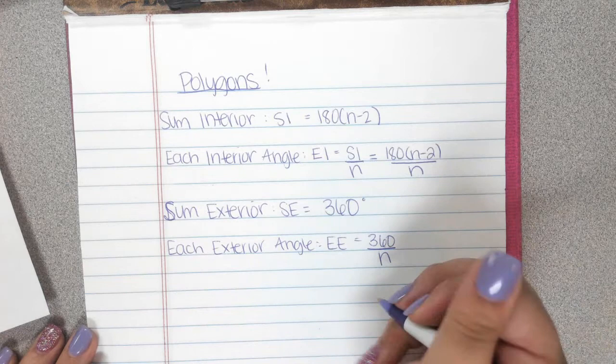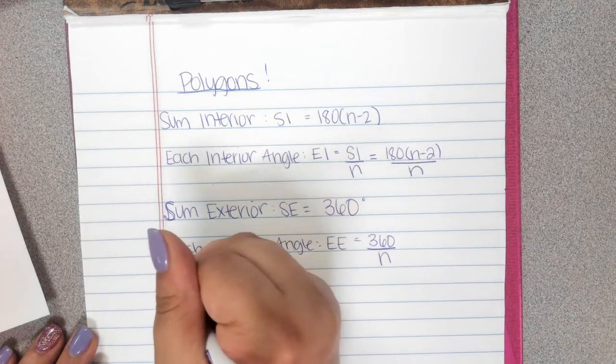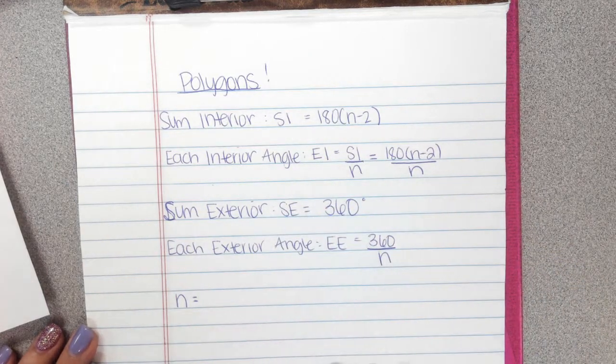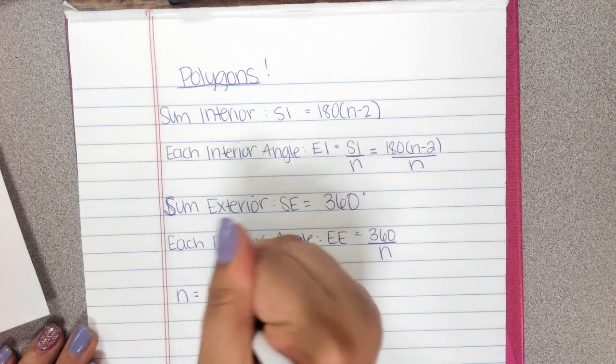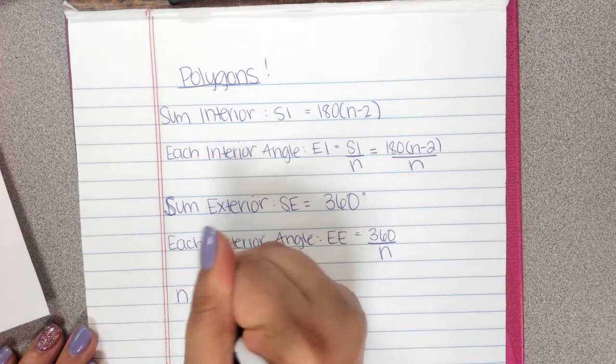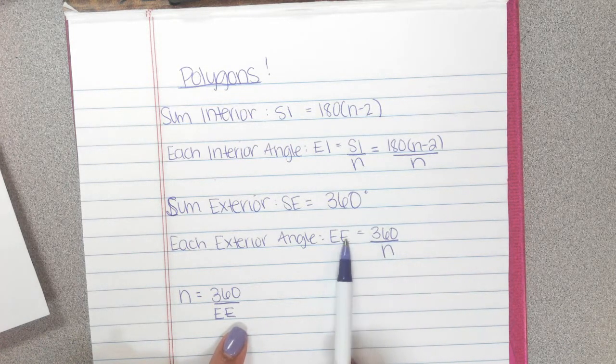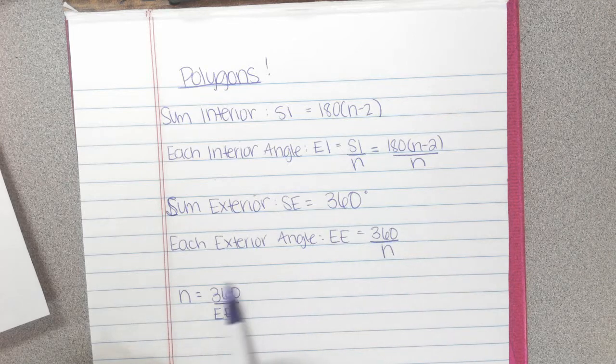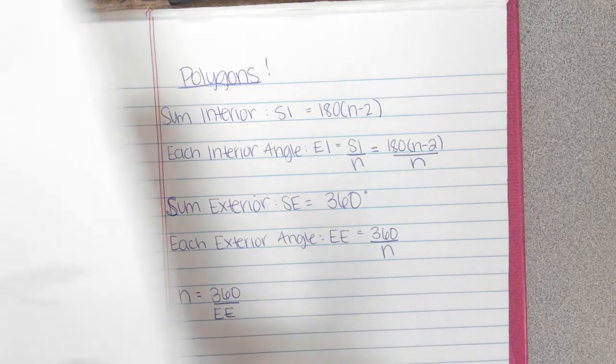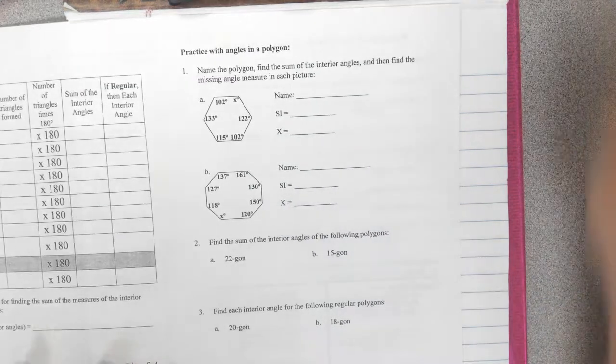The other equation that I taught my kids was the number of sides. Anytime you want to find n, it's easiest to do that by doing 360 divided by EE. And that's just taking this equation right here and getting n by itself. So multiply both sides by n and then divide by EE. That's what I did here. So now I'm going to work the back of each worksheet that we had.